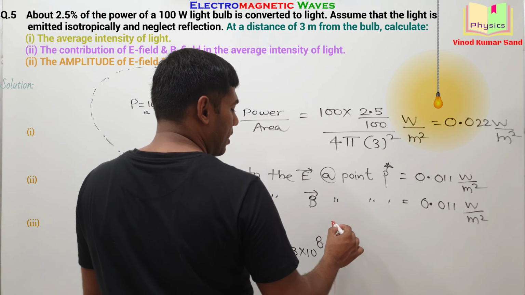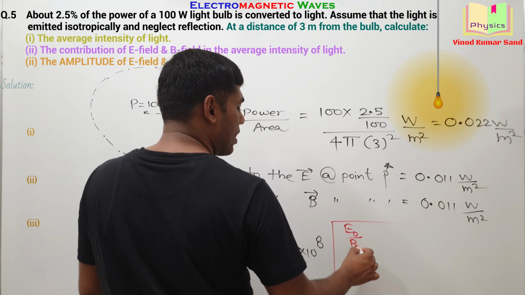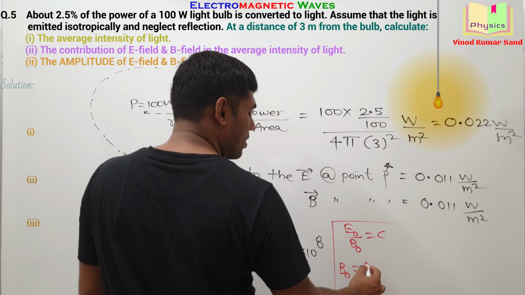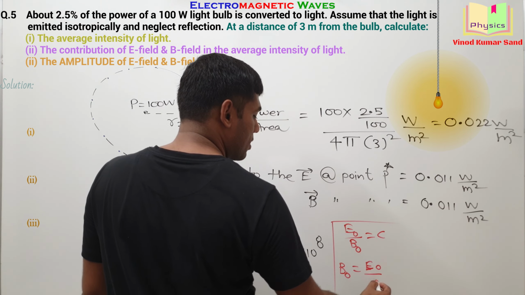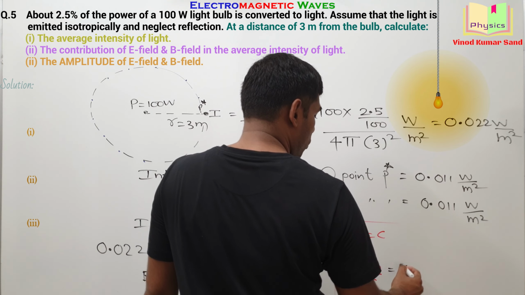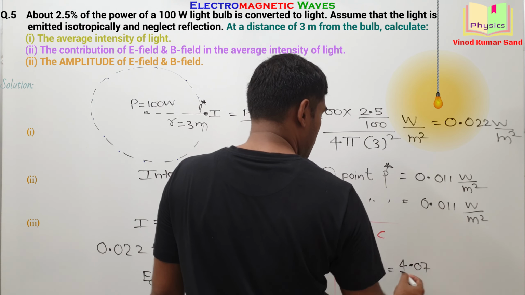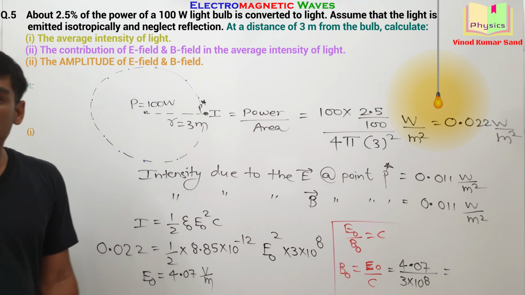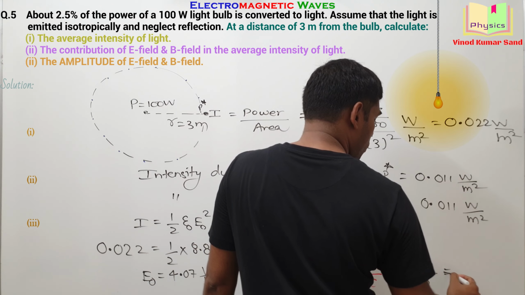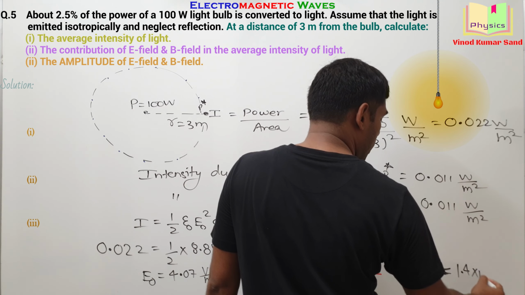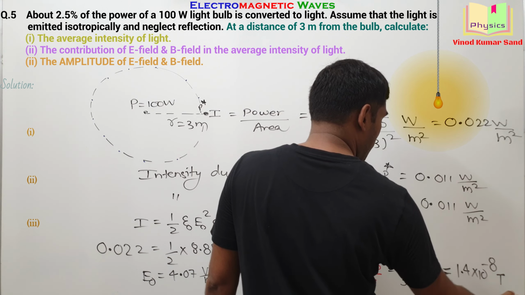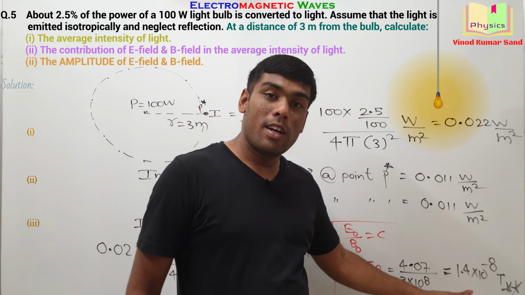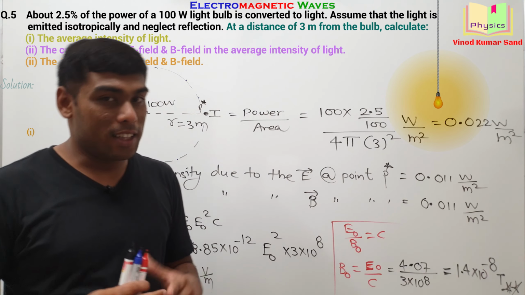We remember a formula. E naught by B naught is equal to C. So what is the value of B naught? B naught is equal to E naught by C. E naught is 4.07. C is 3 into 10 to power 8. Doing this computation, we'll get the strength of the magnetic field, which is 1.4 into 10 to power minus 8 Tesla. Interesting insight. This data is smaller as compared to the magnetic field of the earth, and that is practical.